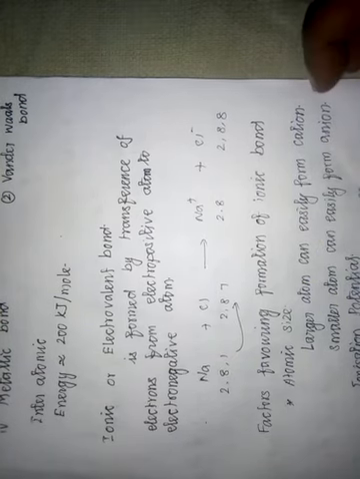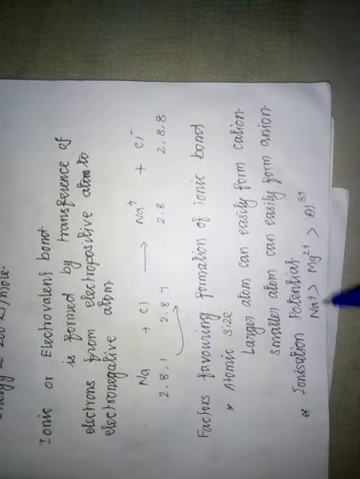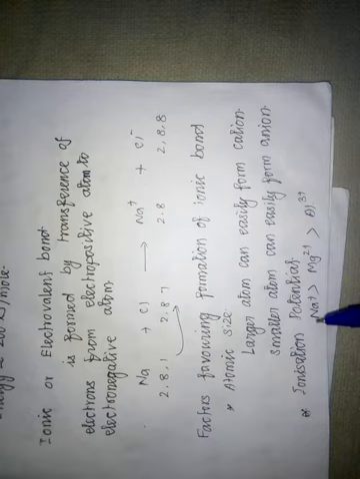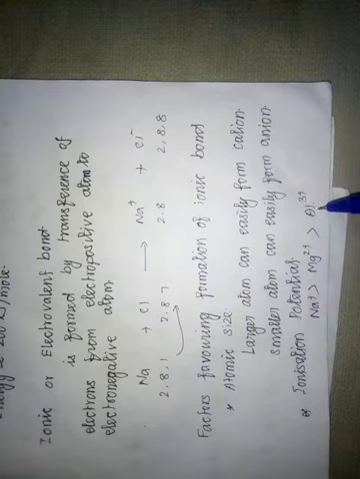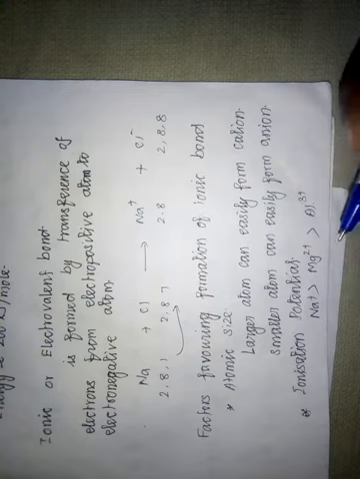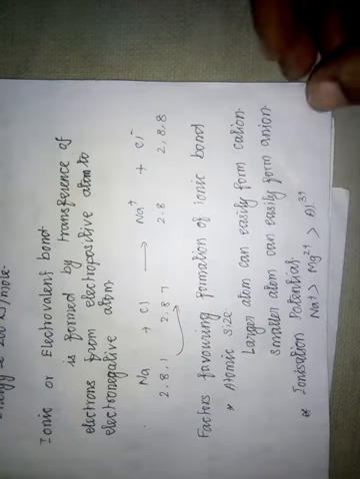And at the same time, ionization energy. Ionization energy is also for the cation. For the cation, if the ionization energy is less, they can easily form an electrovalent bond. So like here, Na has less ionization energy than Mg2+ and Al3+. So sodium can easily form ionic bonds.